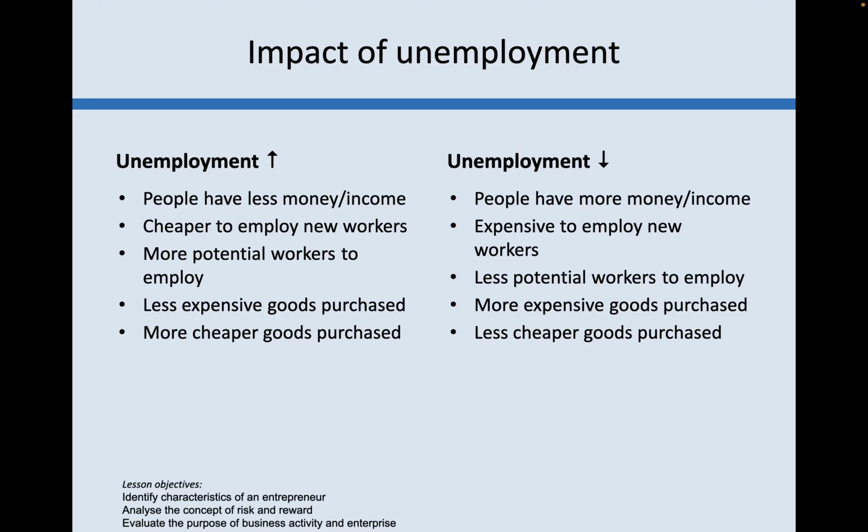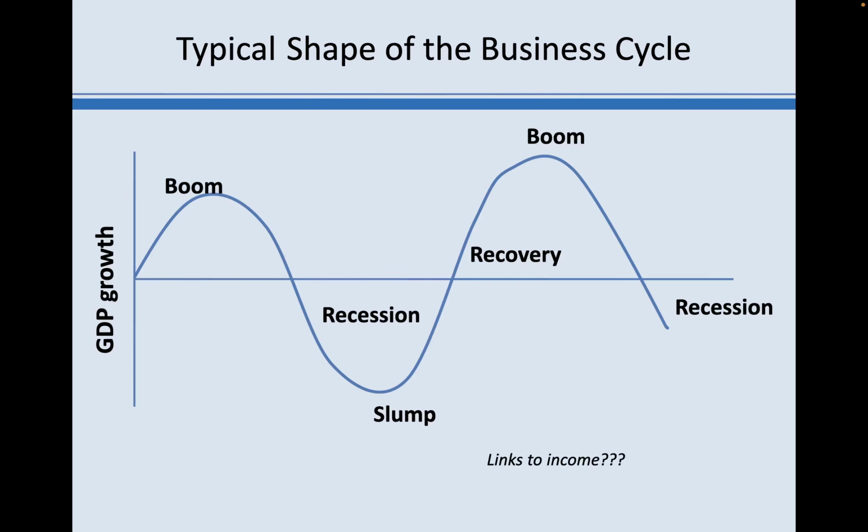If unemployment is falling, that means that generally more people have jobs and are earning money, so they have more income. It's more expensive to employ new workers because maybe there's fewer people applying for jobs now. More expensive goods are purchased because people have more disposable income, and fewer cheaper goods are purchased. So for example, if people are all earning lots of money, they might shop in Waitrose instead of Aldi, Lidl, things like that.